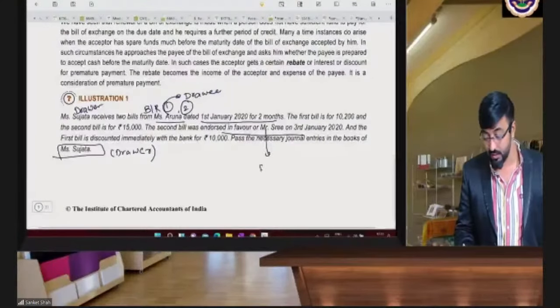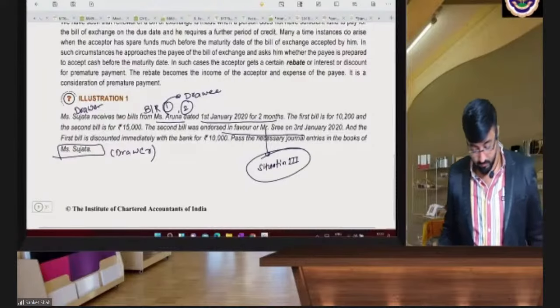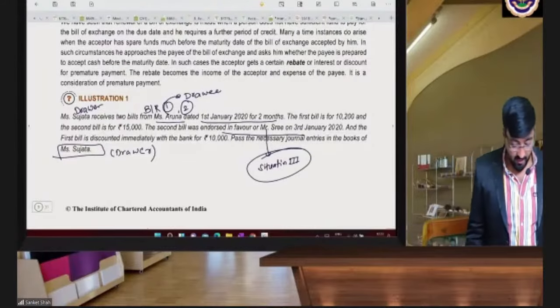Because this is situation number 3, bill endorsed. So Mr. Sri account debit.